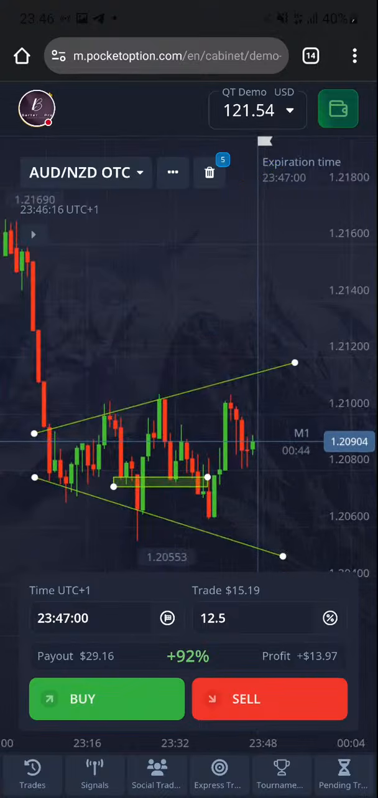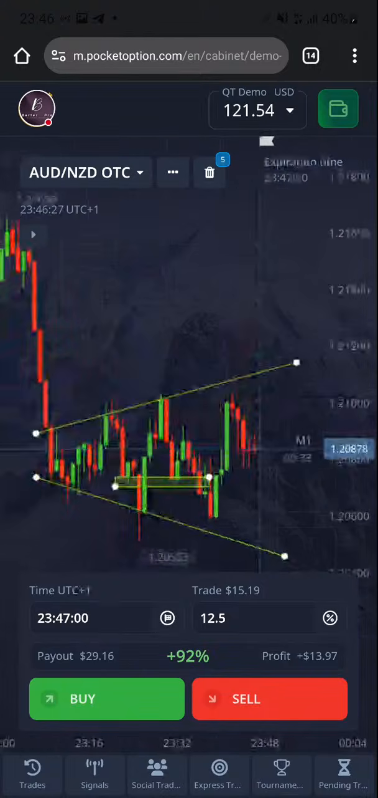Anytime you have markets like this, it's what I call basic market structure. Anytime you have a basic market structure pattern like this, you can take it. Let me mark it for you. I'll show you something quickly.